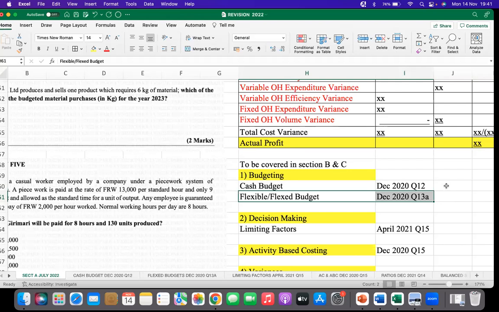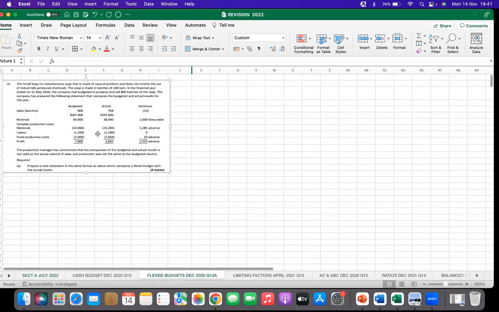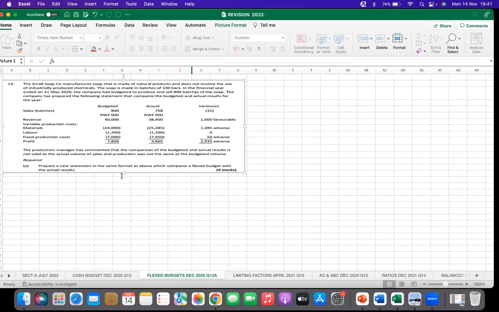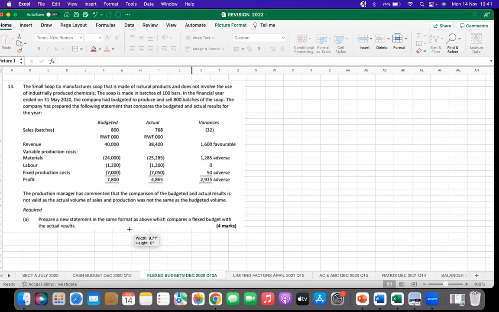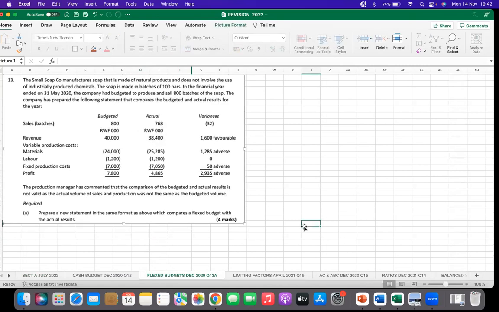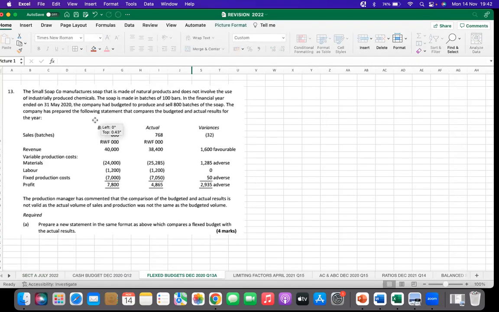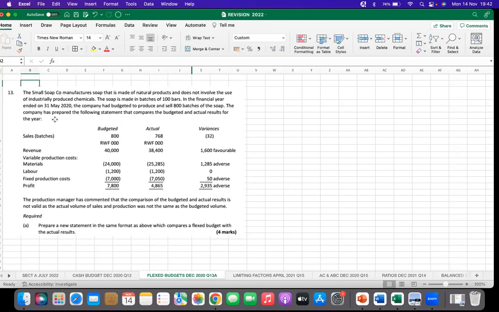December 2020 question 13. If you have your past papers, December 2020 question 13. I hope we are all back. Let me increase the font. This was part of question 13, which was on flexed budget alone. December 2020 question 13 part A, it was on flexed budgets.